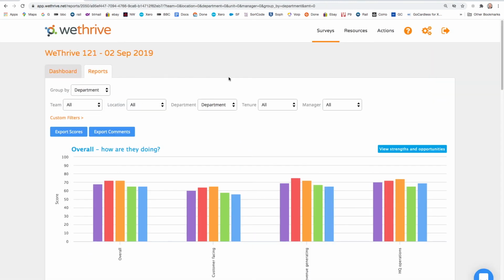Finally, going back to the reports page, if you want to work with the scores and comments offline, you can export all the results using the 2 blue buttons: Export Scores and Export Comments.